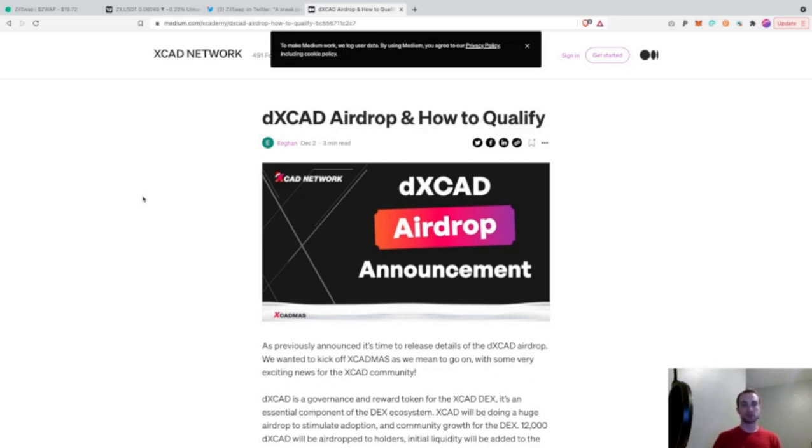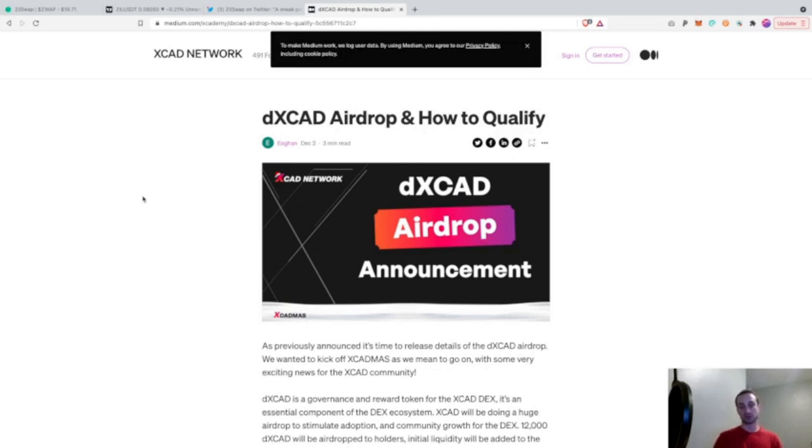But just for now, if you're holding XCAD in a non-custodial wallet like MetaMask or ZIL Pay, then you're eligible for this XCAD airdrop. So XCAD is going to be taking random snapshots over the next couple of weeks. They've already started to do that. And the average number of XCAD that you have in your non-custodial wallet across those snapshots will determine how many DXCAD you get. DXCAD is going to be the governance token for the XCAD decentralized exchange, which will be rolling out soon.